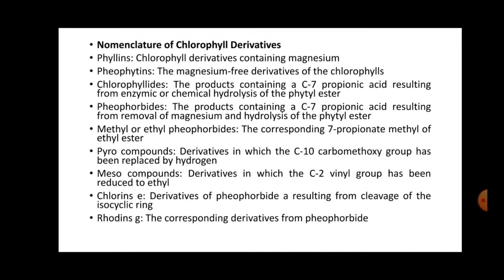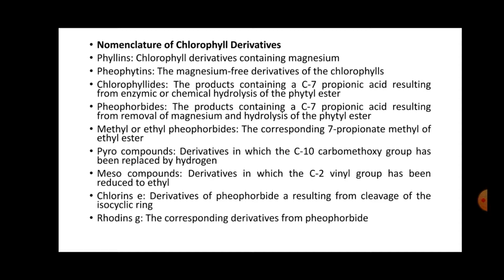Let's see the nomenclature of chlorophyll derivatives. First is phyllins. Chlorophyll derivatives which contain magnesium are categorized as phyllins. Then the magnesium free derivatives of chlorophyll are known as pheophytins. Next, the products containing C7-propionic acid which result from the enzymatic or chemical hydrolysis of the phytyl ester are termed as chlorophyllides. The products containing C7-propionic acid resulting with the removal of the magnesium atom on hydrolysis are termed as pheophorbides.